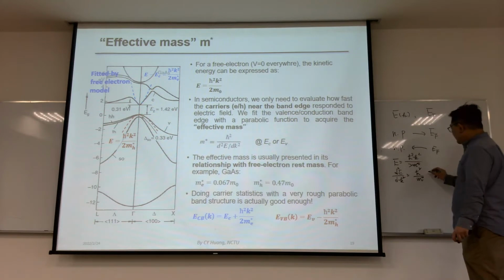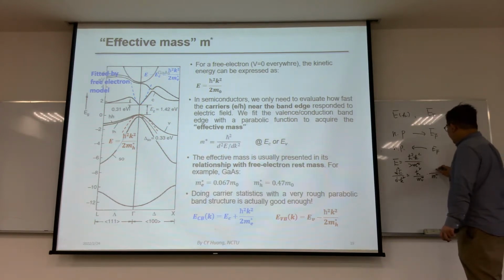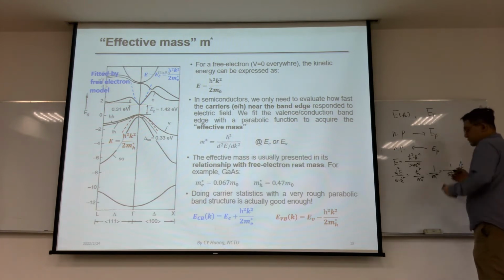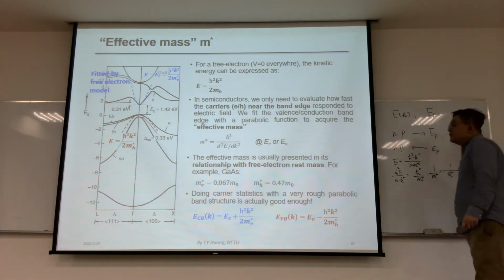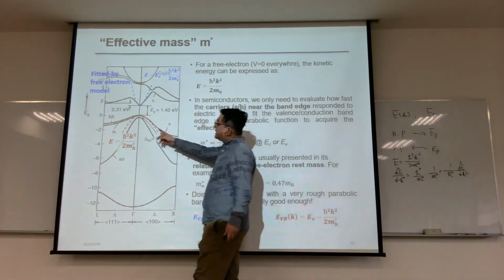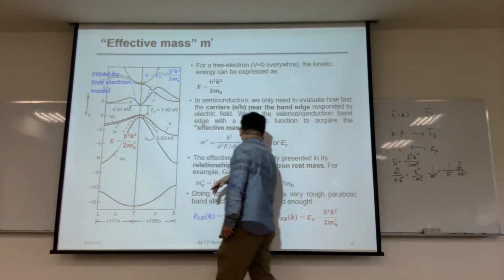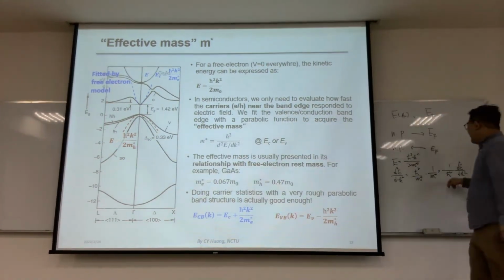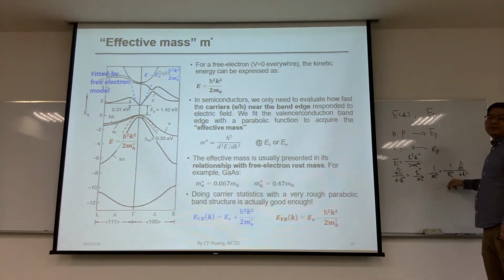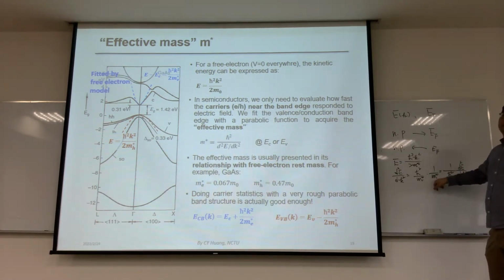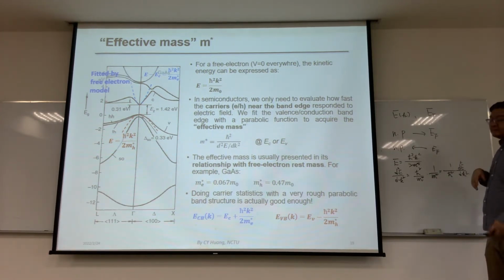So we will know that the inverse of the effective mass is equal to one over h bar squared times d squared E over dk squared. So you only need to take a second derivative of your band structure near k equals 0, then divide by h bar squared. That will give you the best approach of the mass, and we call it the effective mass.